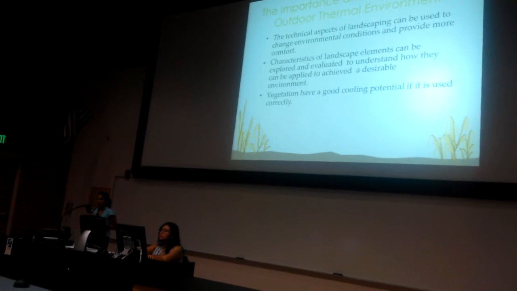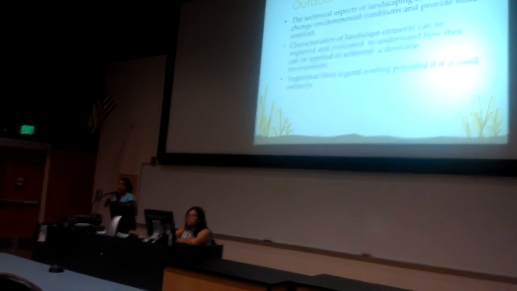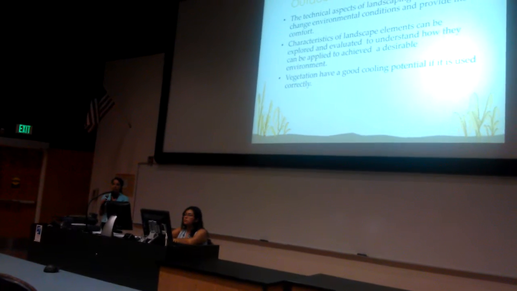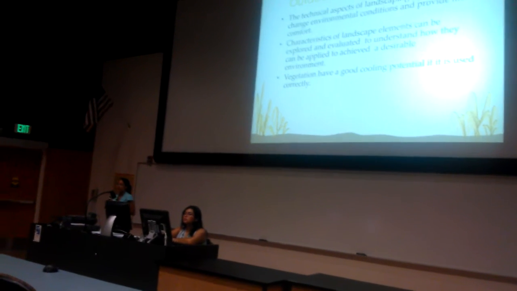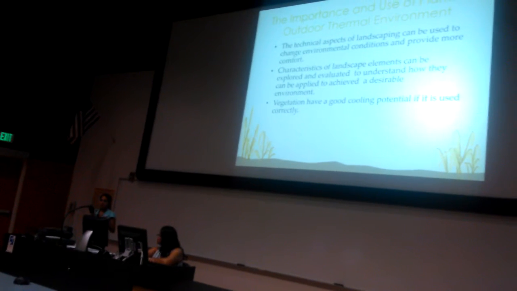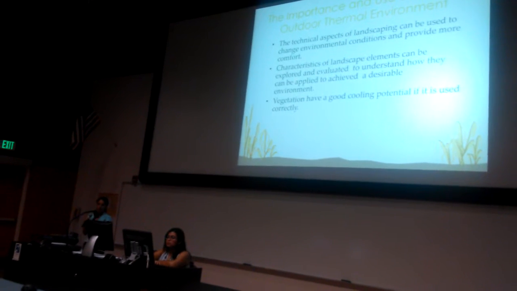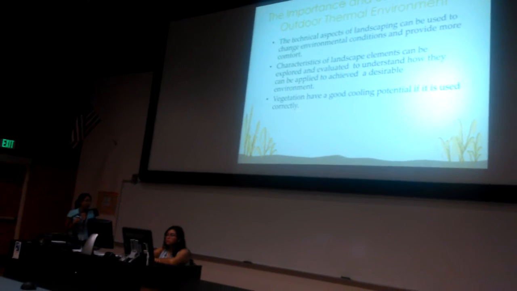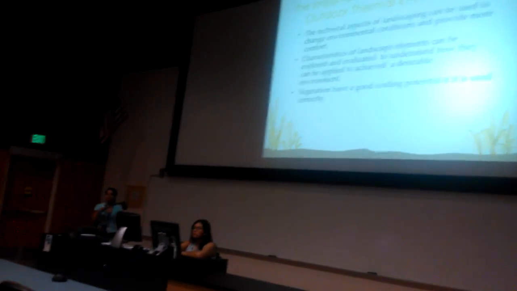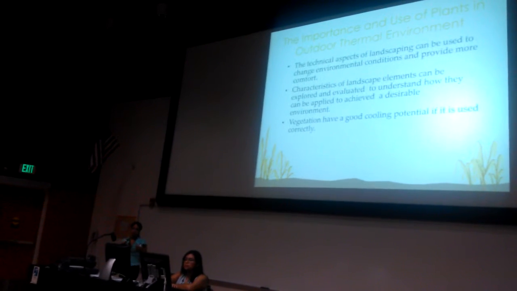The importance and the use of plants in a thermal comfort environment. There are some natural elements that we can find in landscaped environments that can help us if we use them in a smart design to achieve the desired thermal comfort. This is the case of plants. Plants can help cool down an environment because they absorb heat instead of reflecting it toward other buildings or toward people as other physical elements would.